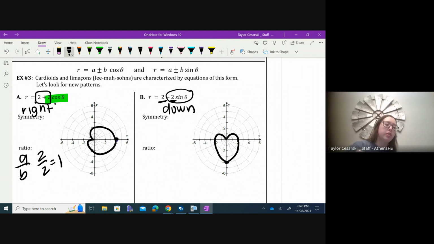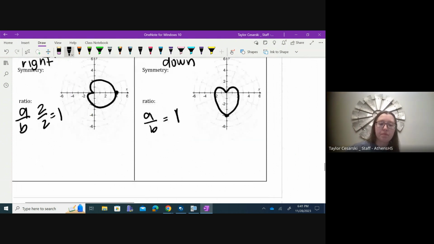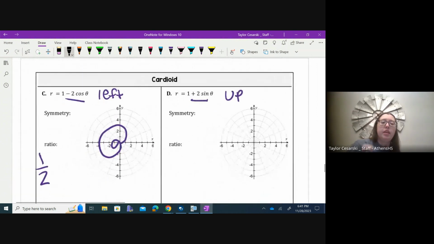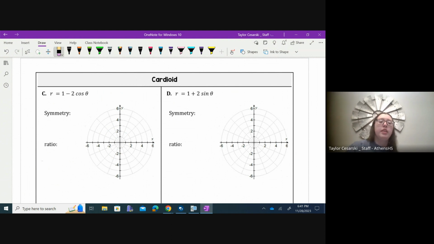That's kind of a real heart. That should look a little more smushed. But a divided by b also equals 1 when we take the absolute value, so that's why this is a cardioid as well. All right, this one's the same idea on all of these, okay? This is a negative cosine, so that will go to the left. D is a positive sine, so that will go up.